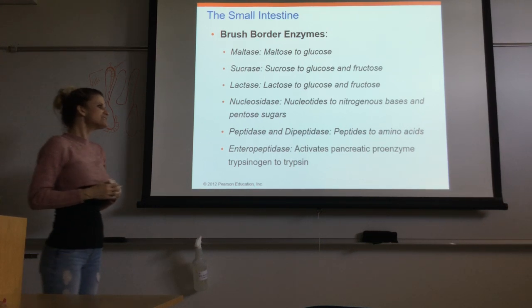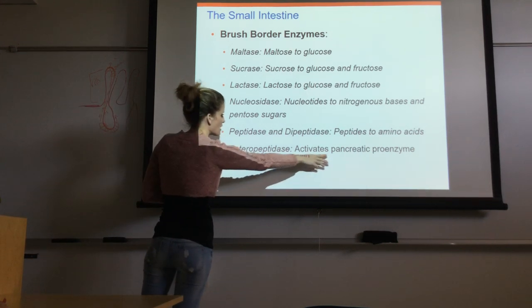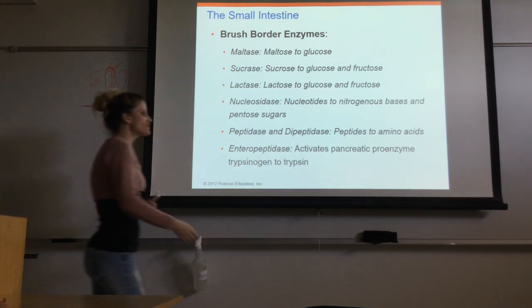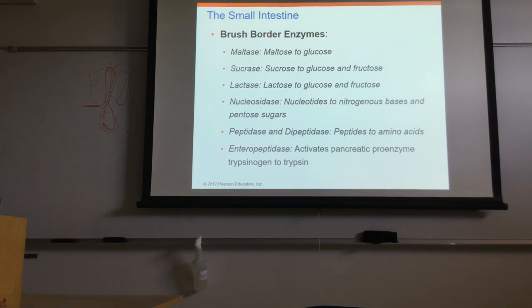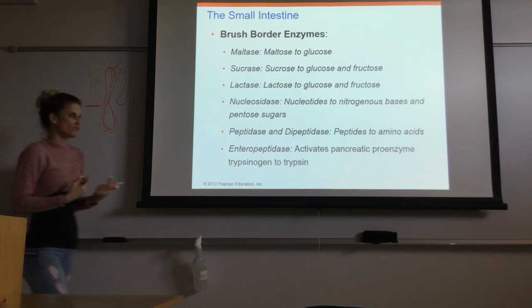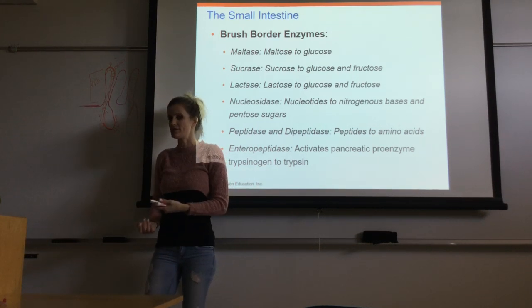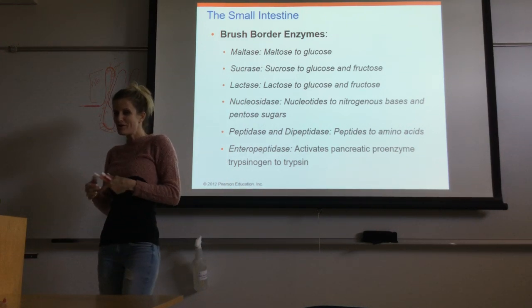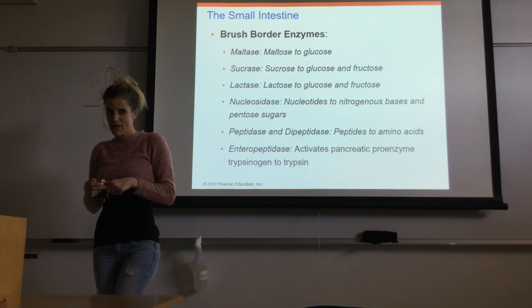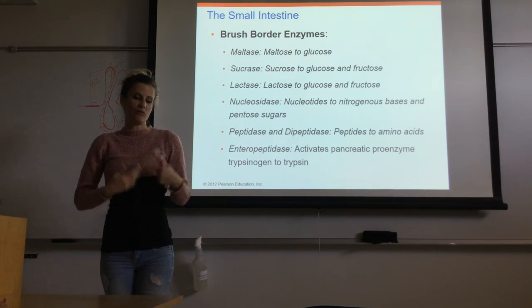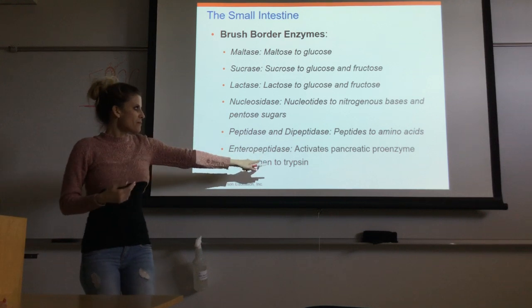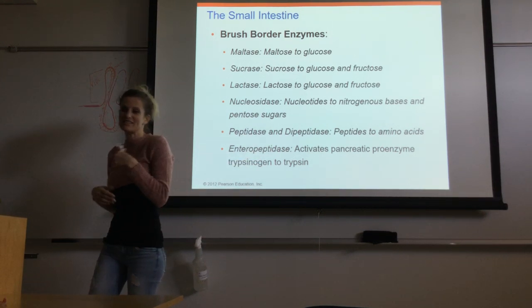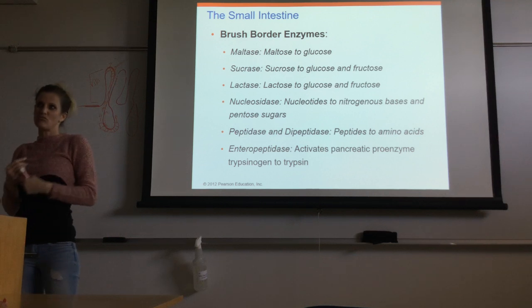Enteropeptidase is important because it's going to activate an enzyme that comes from the pancreas. So the pancreas is going to release something called trypsinogen, and trypsinogen is inactive. It's a proenzyme. It needs this enteropeptidase in order to activate it into its active form trypsin, which then breaks down proteins. Really similar to the stomach. Remember, in the stomach, we released pepsinogen, which was an inactive proenzyme, and that got activated into pepsin, then it broke down proteins. Okay, so from the pancreas, we have trypsinogen. It gets activated into trypsin, and then it can break down proteins.